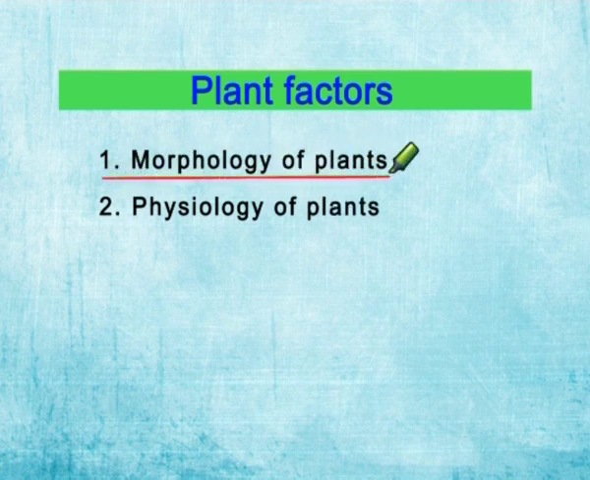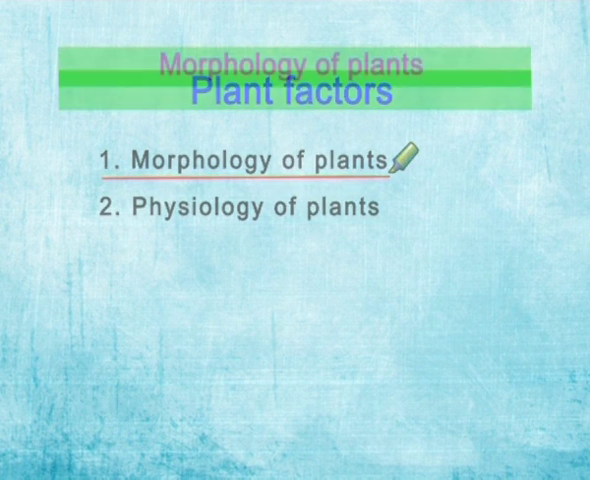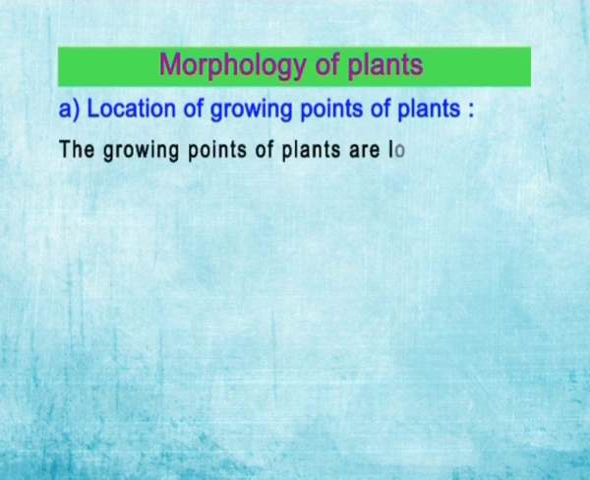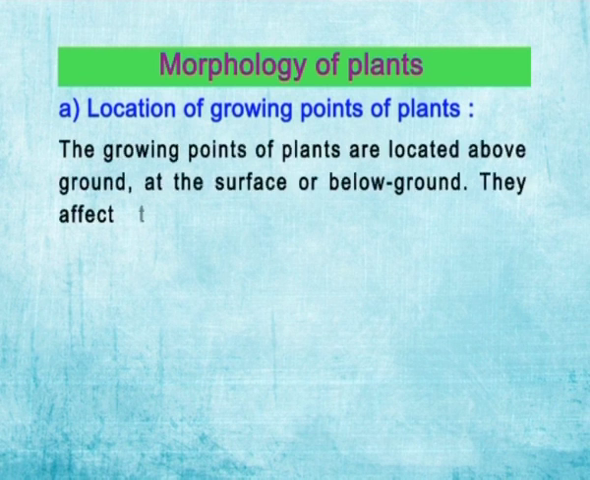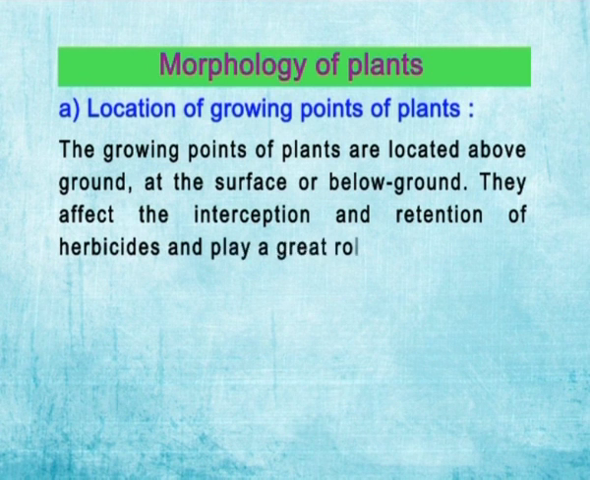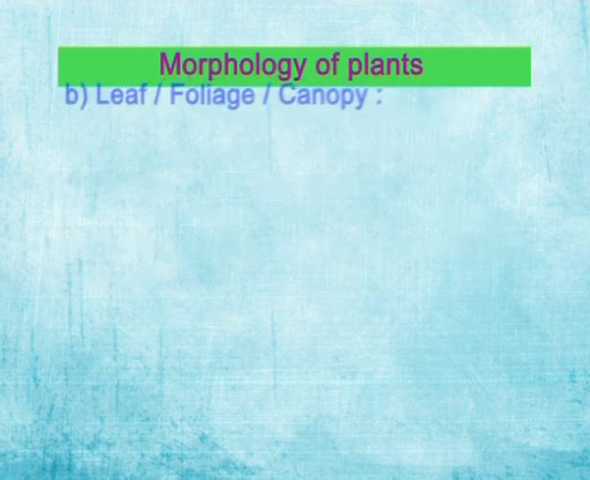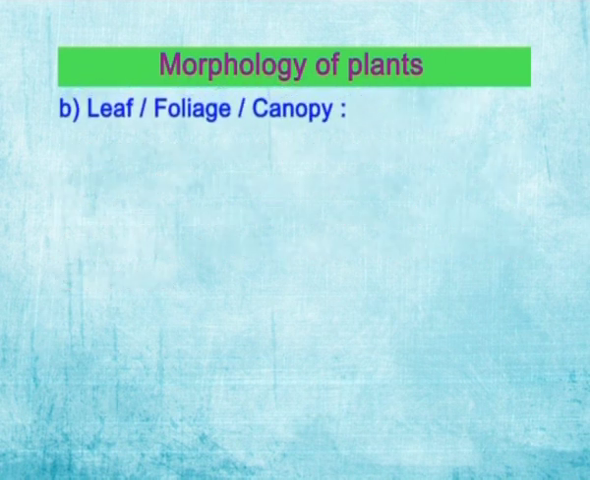Morphology of plants is discussed as: Number A. Location of growing points of plants. The growing points of plants are located above ground, at the surface, or below ground. They affect the interception and retention of herbicides and play a great role if the herbicide is systemic. Number B. Leaf or foliage or canopy.